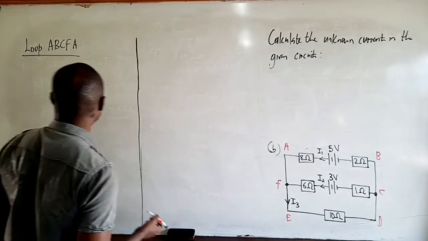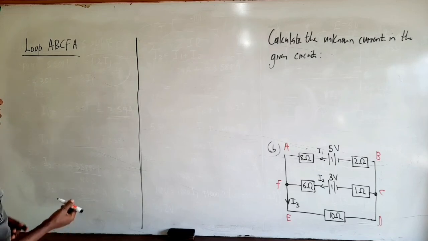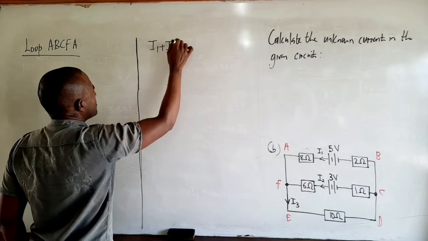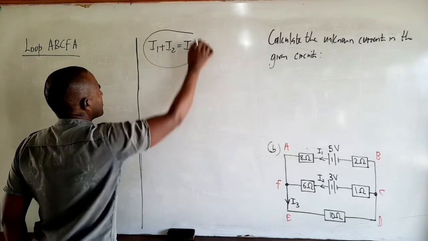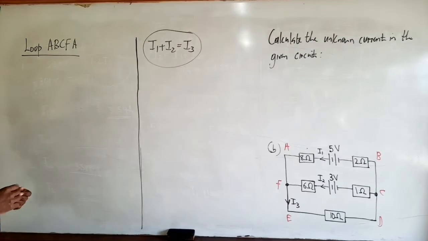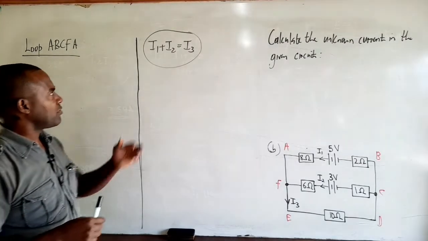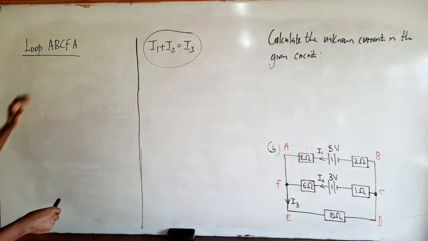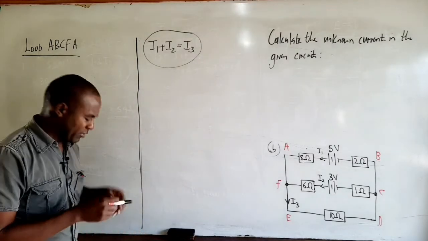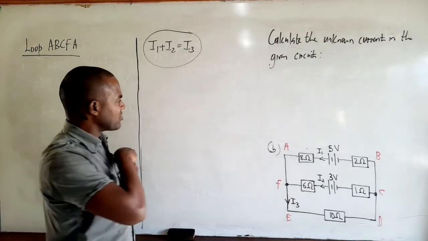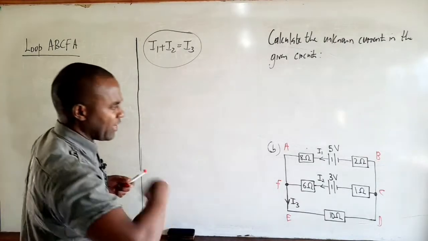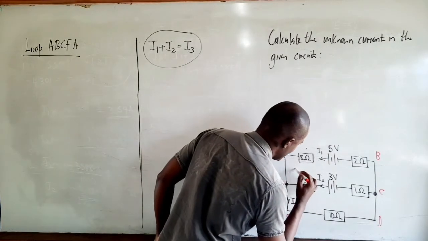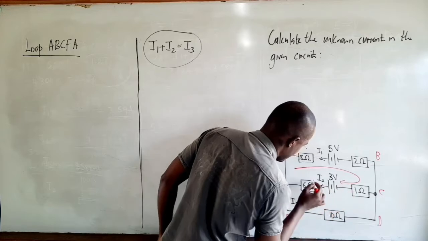junction F, then based on Kirchhoff's first law, we can say that I1 plus I2 is equal to I3. And that is based, of course, on Kirchhoff's first law. So we establish a relationship between the three currents I1, I2, and I3, and then we can proceed to apply Kirchhoff's second law to our respective loops. We're traversing loop ABCFA, so that is in the clockwise direction. So let's draw this arrow to show the direction in which we will be traversing the loop.